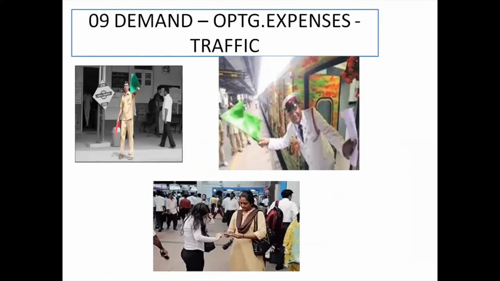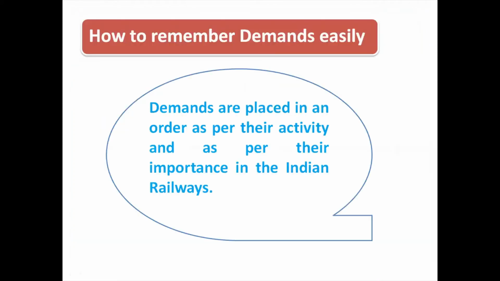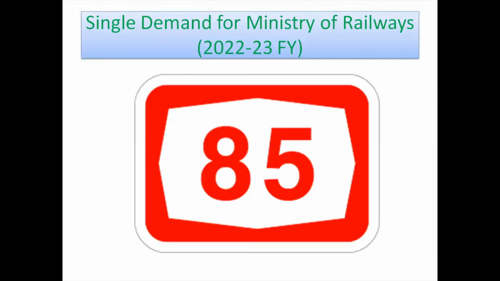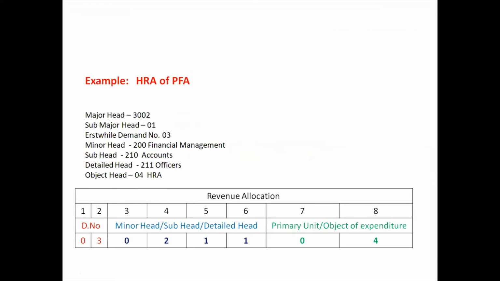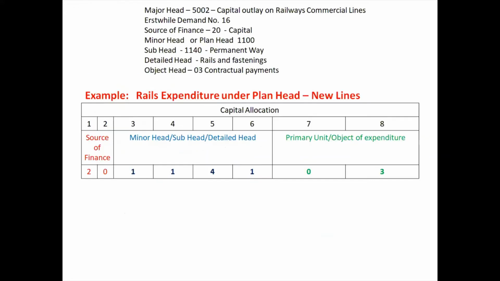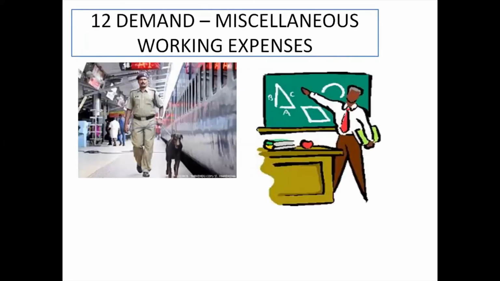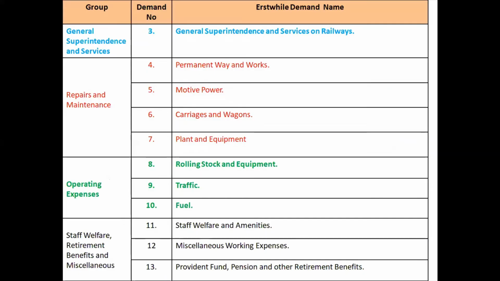Here I already told you about the primary unit. See, the last two digits of the allocation are the primary unit. These primary units are different for revenue and capital. But revenue primary units are more important. Now we'll discuss some important primary units in the revenue. Please remember this table, very important.